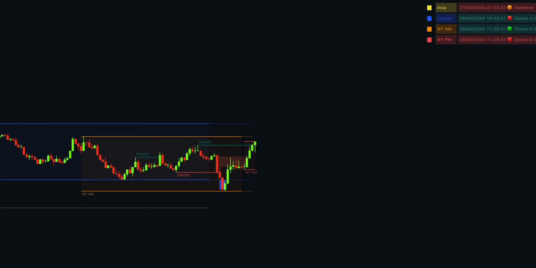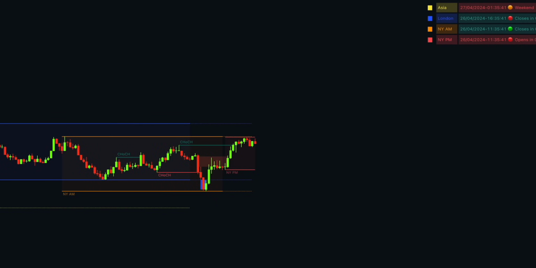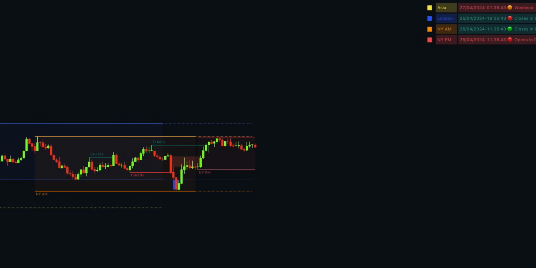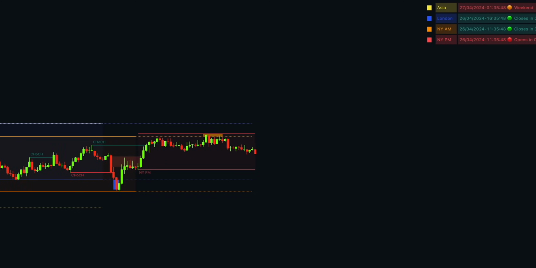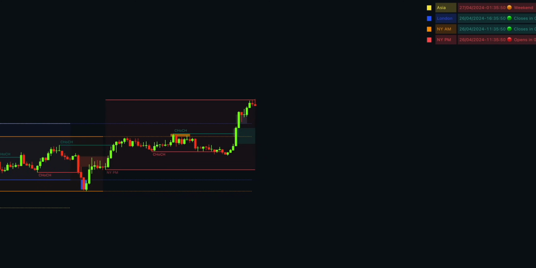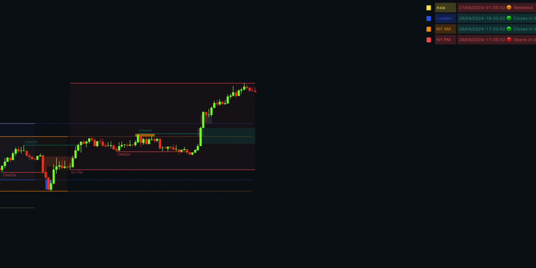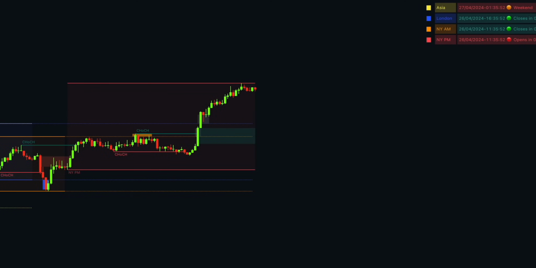A part of a common entry model when using session sweeps is waiting for the formation of a change of character after a session sweep. After the formation of a CHOCH, you can enter a position when the price enters the area of a fair value gap. This entry setup is commonly used by ICT traders. It works in short time frames like 5 and 15 minutes.